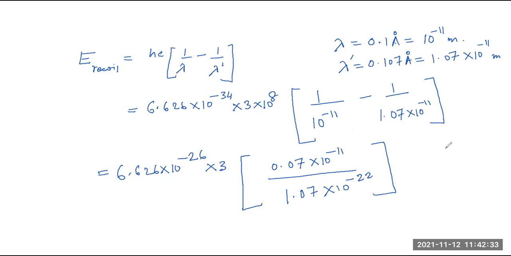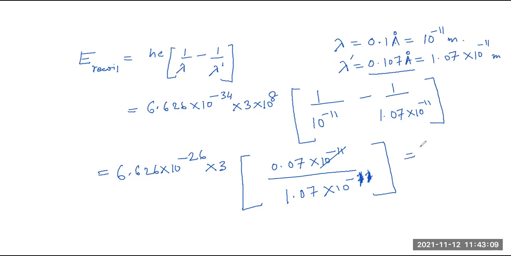Yes, sir. So 1 angstrom is equal to 10 to the power minus 10 मीटर होता है ना? हाँ, तो 0.1 angstrom होगा 10 to the power of minus 11 मीटर. Okay, sir. और 0.107 angstrom होगा 1.07 into 10 to the power of minus 11 मीटर. ठीक है? Yes, sir, got it. So this becomes 10 to the power of minus 11.